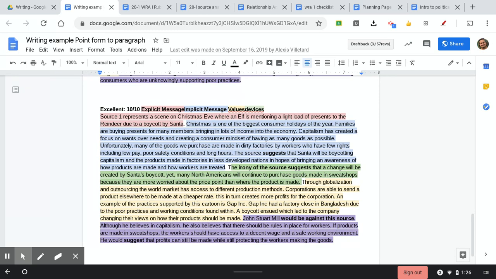Remember, this is a 4-paragraph assignment. You must analyze all 3 sources. Each source is marked individually, and you must identify the relationship between all 3 sources. Have fun.